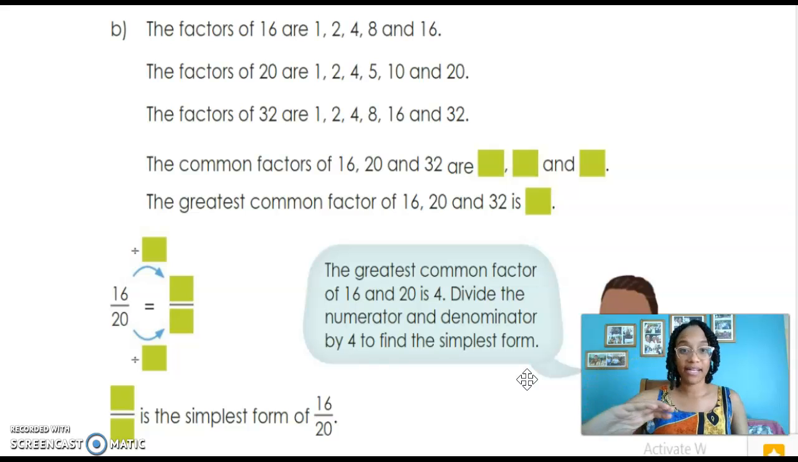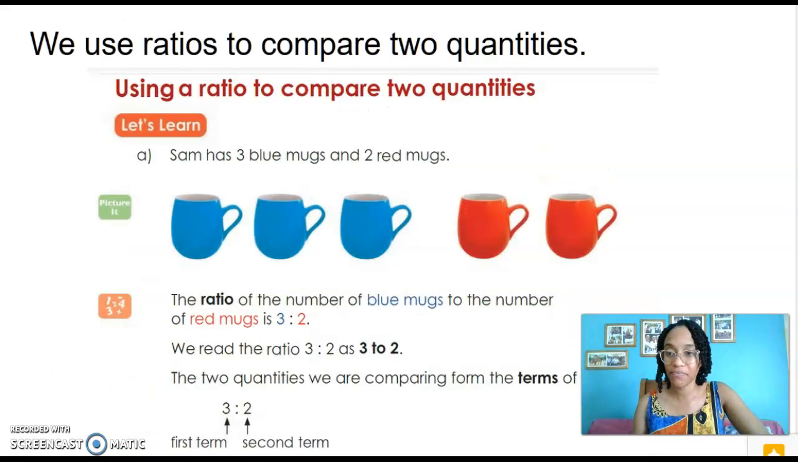So, looking at my example there in the bottom of my screen, I'm trying to simplify 16 twentieths into a simpler fraction. And I'm going to do this by dividing both parts by 4. 16 divided by 4 is 4, and 20 divided by 4 is 5. Okay, so 4/5 is the simplest form of 16 twentieths.